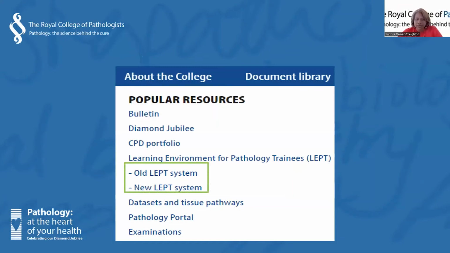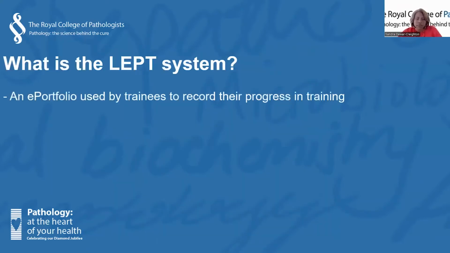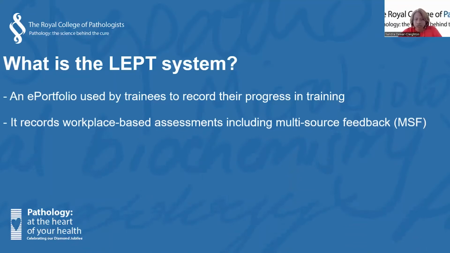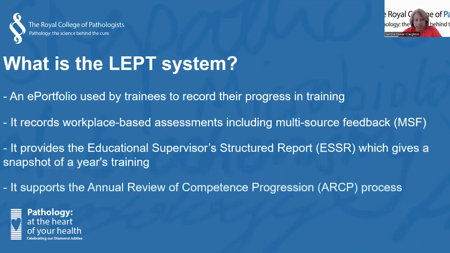Today I'll be talking about the learning environment for pathology trainees, also known as the LEPT system. Currently there are 2 LEPT systems, simply known as the old LEPT system and the new LEPT system. Both of them are accessible on the College main website. The LEPT system is an e-portfolio used by trainees to record their progress in training. For example, trainees are able to create their workplace-based assessments in the LEPT system, and assessors are able to electronically approve them. The ESSR can be created in the LEPT system, and it also supports the ARCP process.